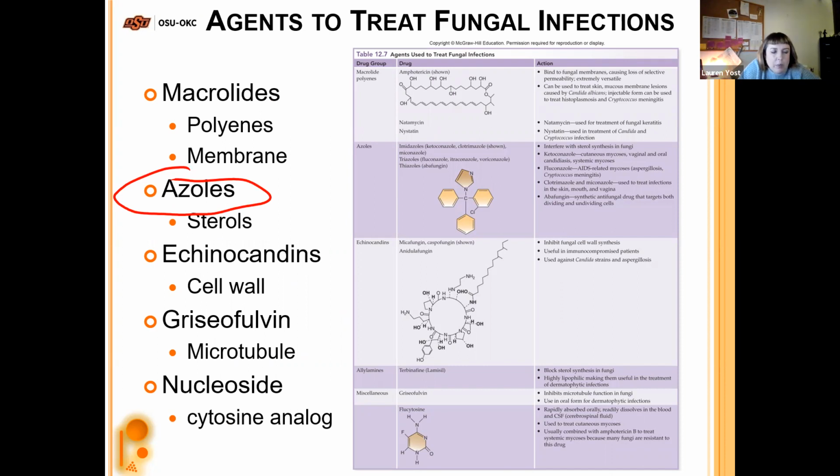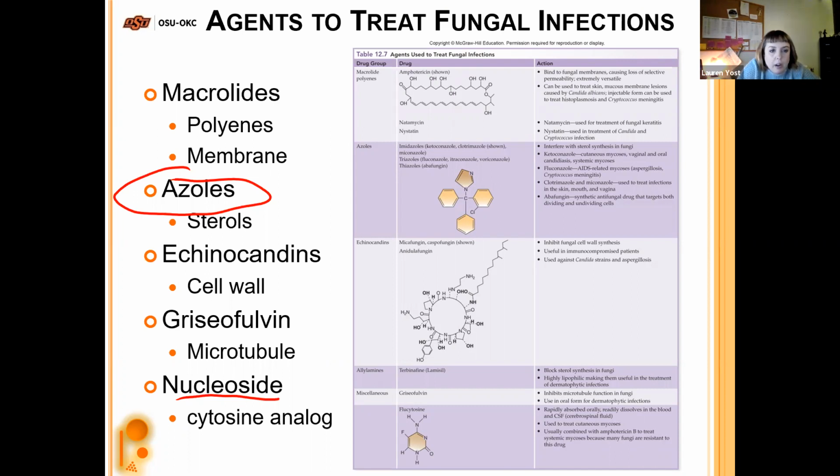Echinocandins. I mean, these words, nucleoside analogs. Nucleoside analogs literally are things that are similar to the nitrogenous bases in DNA and RNA, so it kind of blocks that way. If you're interested in reading about how these work, there is a table over here to the right, but I'm not going to go over it.